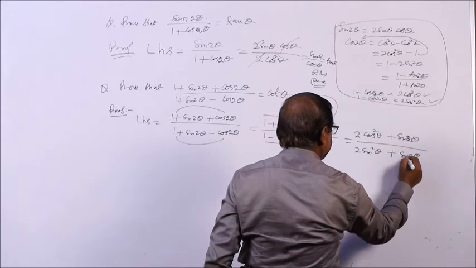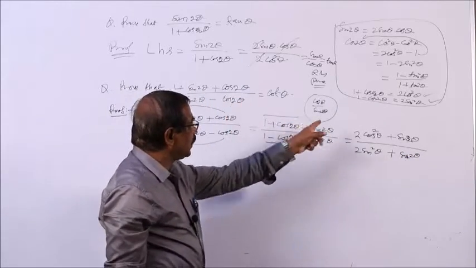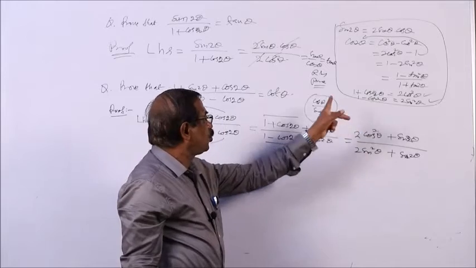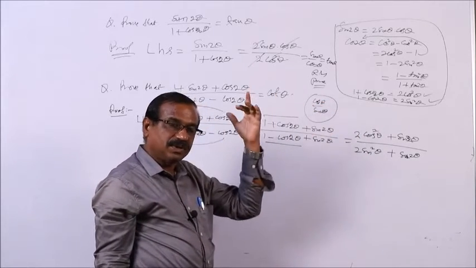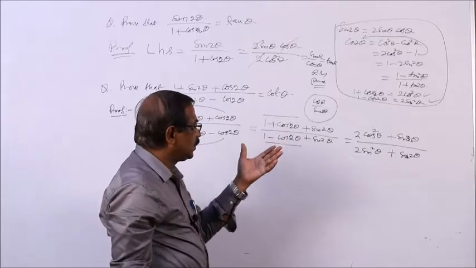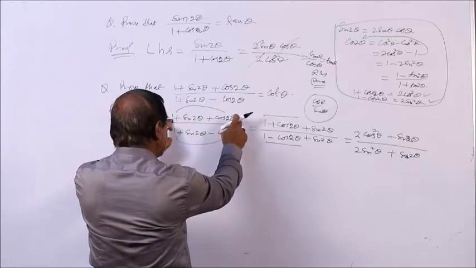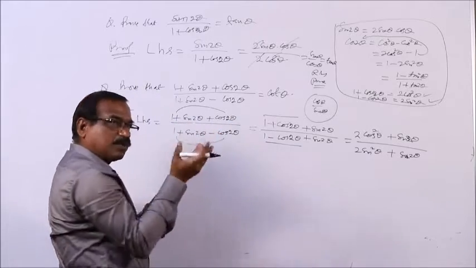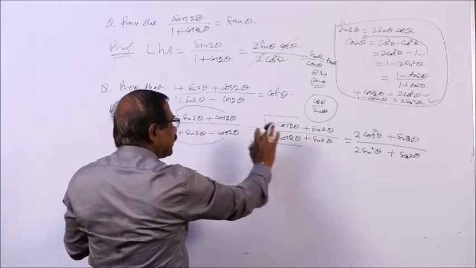Again, my intention is that the upper term should reduce to cos theta and the lower term should reduce to sin theta. That should be kept in the mind of the student. You see how I am reducing. That part is over.